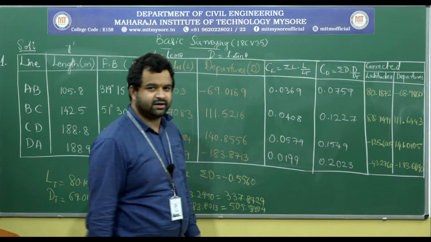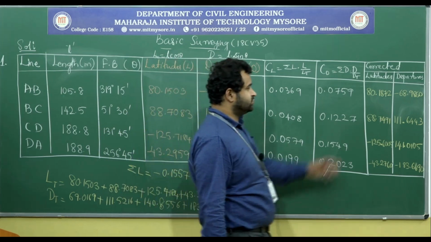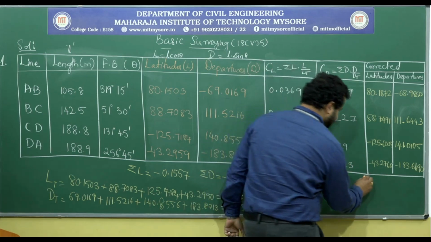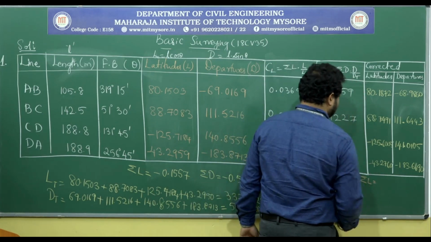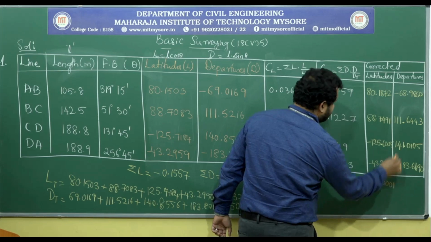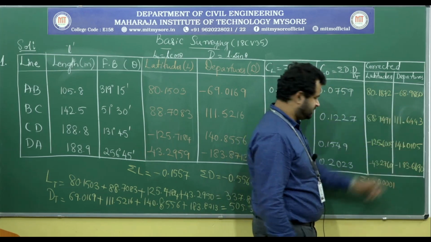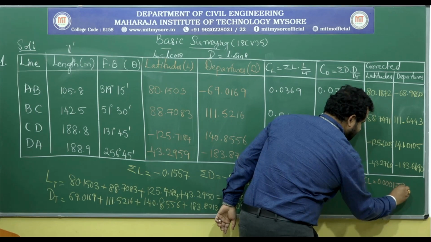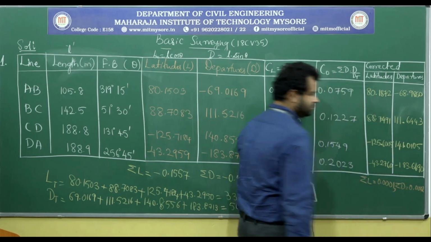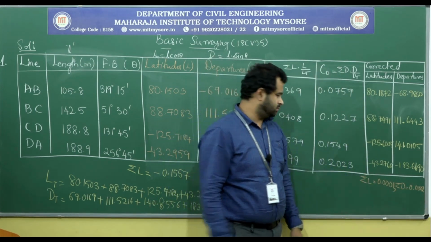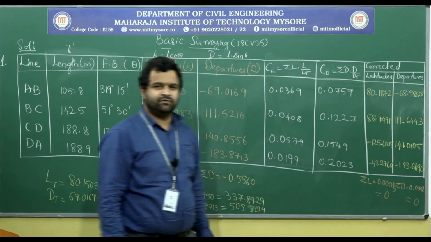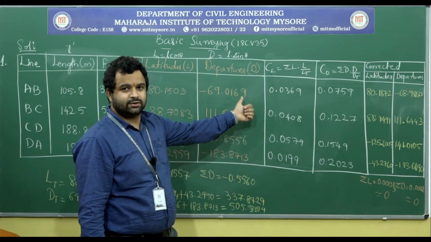Okay, now we have got the corrected latitudes and departures, and we should check whether the sum of these latitudes and departures is equal to 0. So if you add sigma L, you will get 0.0001. Similarly, if you add all the departures here, you will get sigma D is equal to 0.0002, which is nearly equal to 0, right? So we can say we have adjusted the traverse by using transit rule.